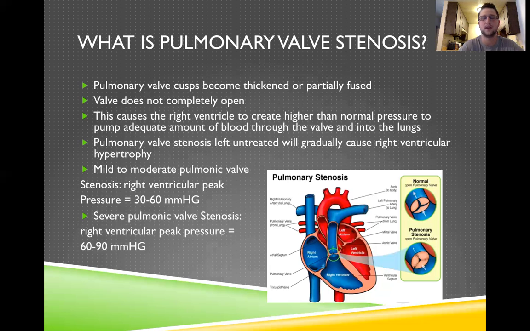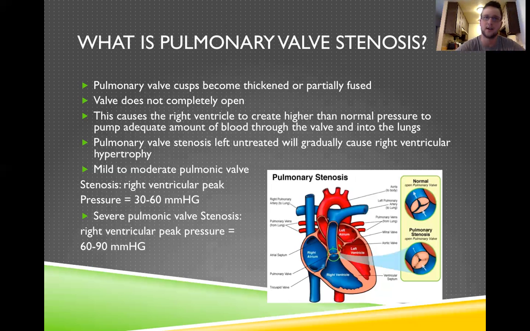So if someone has pulmonary valve stenosis and it is untreated, let's say it's moderate but it gets gradually worse, then the heart will slowly work more and more, and the hypertrophy will occur. Individuals, or I should say babies, that have mild to moderate stenosis, this is typically a congenital heart defect, a malformation. If it's mild to moderate, you won't see any symptoms. It won't be noticeable.